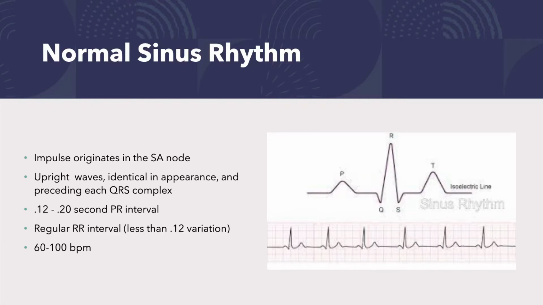And then a normal pulse, or normal beats per minute, is 60 to 100. So you would count 1, 2, 3, 4, 5, 6, times 10, 60 beats per minute. This is a normal sinus rhythm. Regular RR intervals, there's a P wave, a QRS, and a T in each place. The P wave presence indicates that the SA node is pacing the heart.